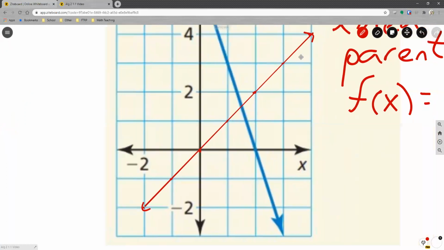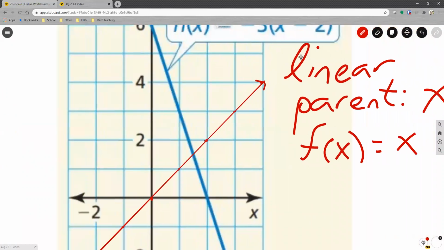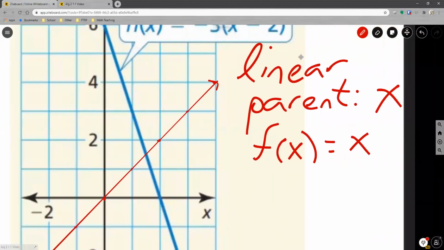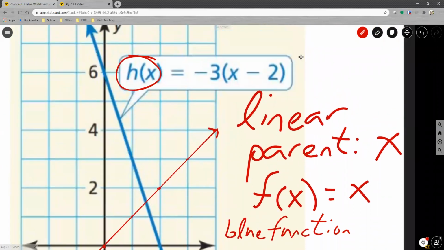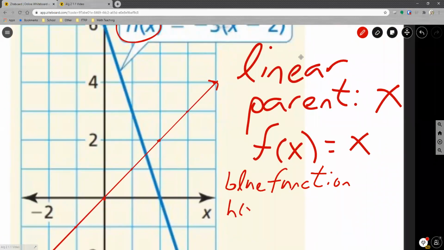So if I want to describe them, there's a couple different things I could say. I could say that it differs from the parent function. My blue line has a negative slope. My blue function, also called h of x, has a negative slope.